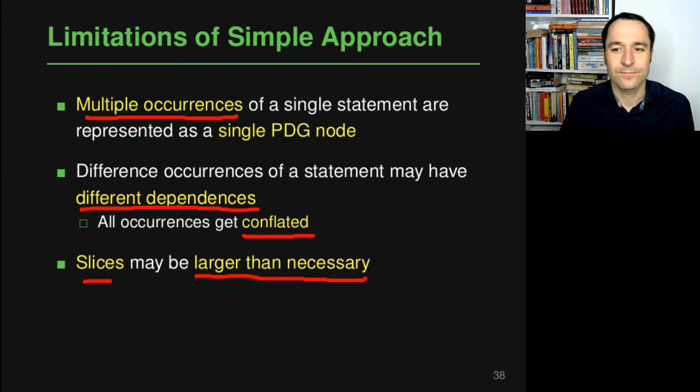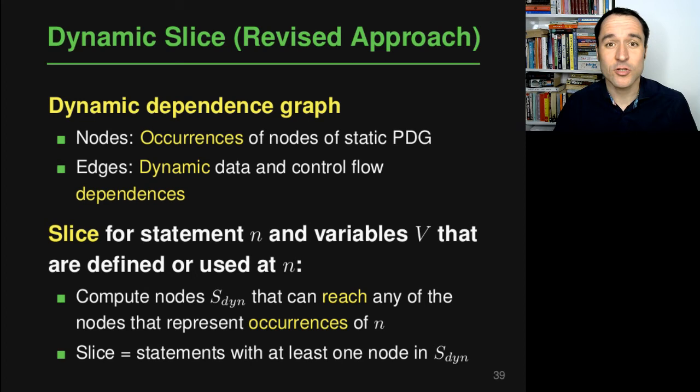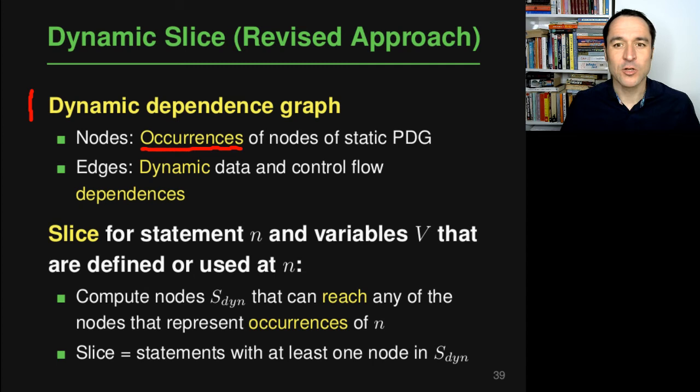So now to address this limitation, let's have a look at the revised version of this dynamic slicing technique that we've seen so far, which is not the simple version anymore, but a better one that addresses this problem of having too many occurrences of a statement conflated into a single node. So in this revised approach, we are computing the slice based on a dynamic dependency graph, which is different from the static dependency graph in the sense that the nodes here now represent occurrences of nodes that you would have in the static dependency graph. And the edges do not represent the static data and control flow dependencies as we've seen so far, but they represent the dynamic data and control flow dependencies that we've actually seen in a particular execution.